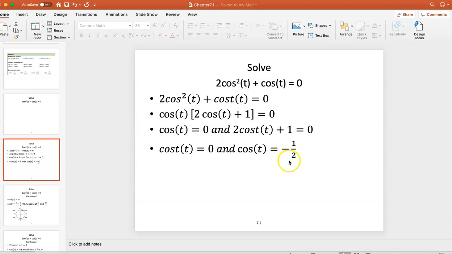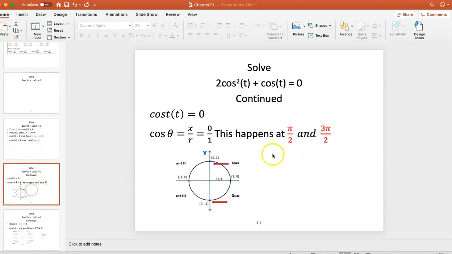Now we need to go find the actual angle where that happens. Where is cosine 0? Well, cosine is x over r, so that's 0 over 1. That occurs at 90 degrees, pi over 2, or 270, 3/2 pi. So pi over 2 and 3/2 pi are two of the solutions, but there's more.